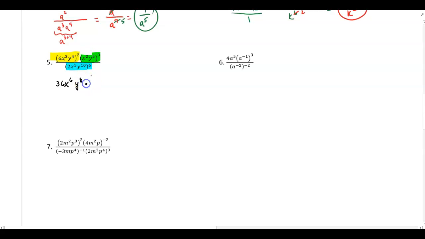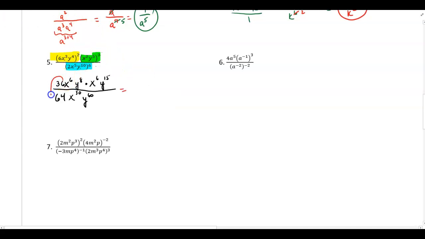Then this is going to be times x to the 2nd to the 3rd would be x to the 6th. Y to the 5th to the 3rd is y to the 15th. All over 2 to the 6th power is going to be 64, x to the 30th power, y to the 60th power.